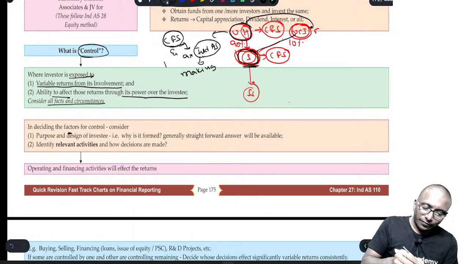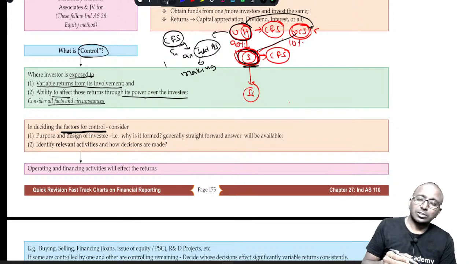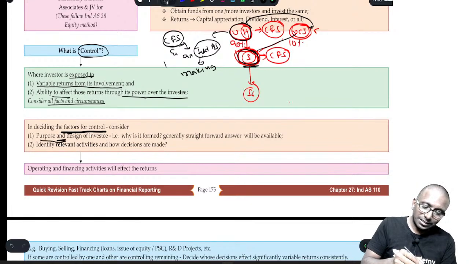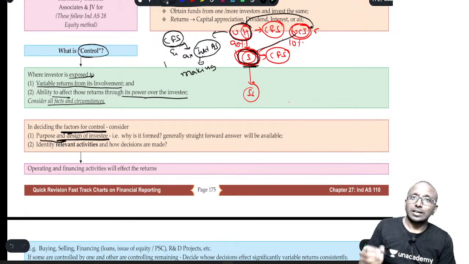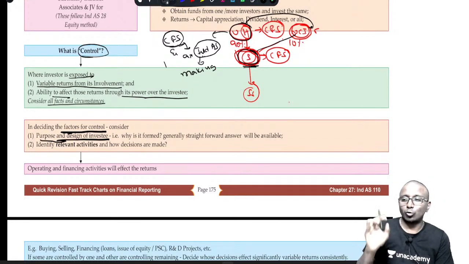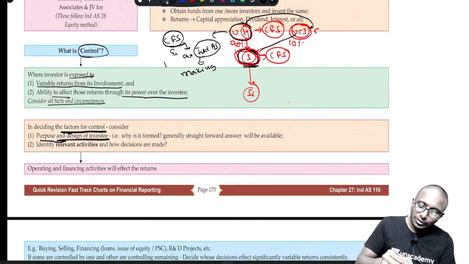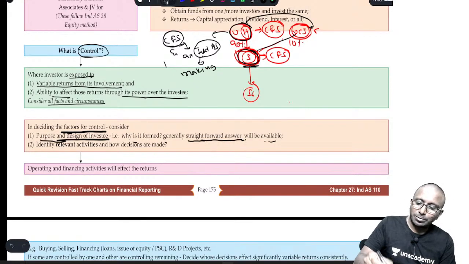So in deciding the factors for control, you are supposed to consider the purpose and design of the investee. Why has this new subsidiary company been formed? There must be some reason. What is the objective? Who formed it? The design, the structure of the board, everything is important to our decision. Why is it formed? A straightforward answer will be available.